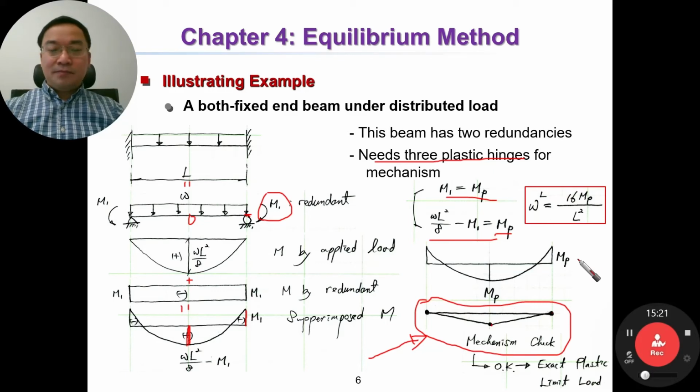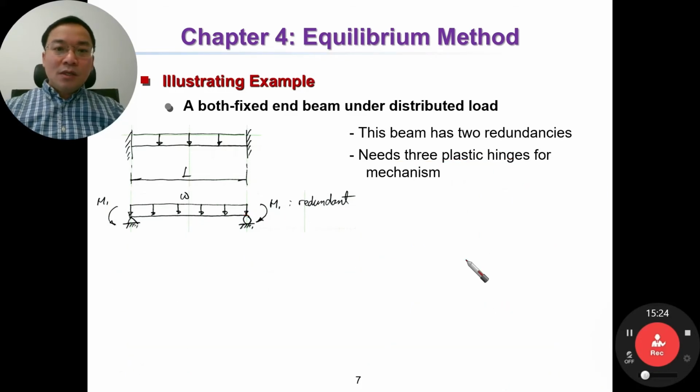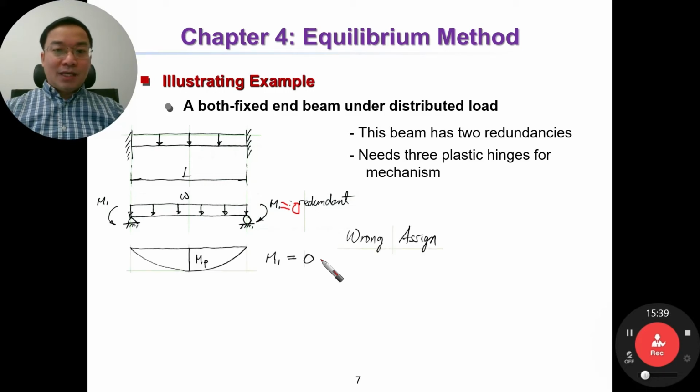Now we move to another. Now we assume m1 equal to 0. Okay, now we can assume m1, the redundant, equal to 0. And what happened? That is wrong, we know, but we just assume m1 equal to 0. Then here is MP, here is MP, right? And now this one equals WL square over 8 and M1 equals 0.